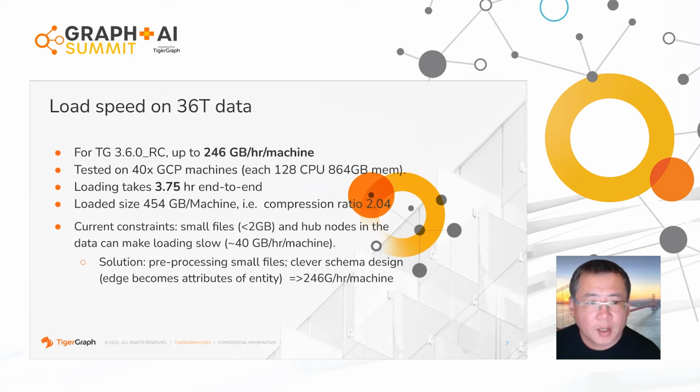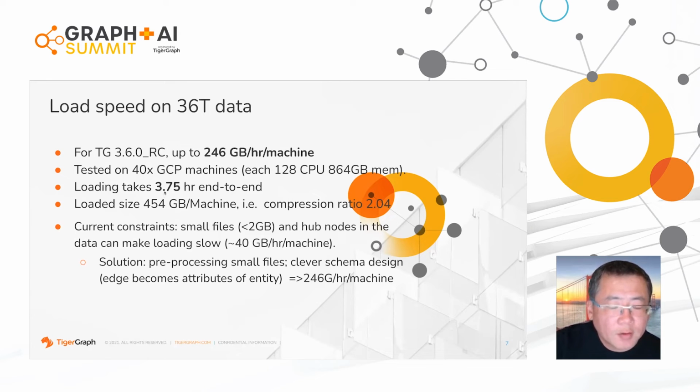So for this experiment, we used the TigerGraph 3.6 release candidate, and we tested our loading speed with this 36 terabytes of benchmark data. The loading takes up to 246 gigabytes per hour per machine. We use 40 GCP machines, each with 128 CPUs and 864 gigabytes of memory. The end-to-end loading time is 3.75 hours for 36 terabytes on 40 GCP machines.